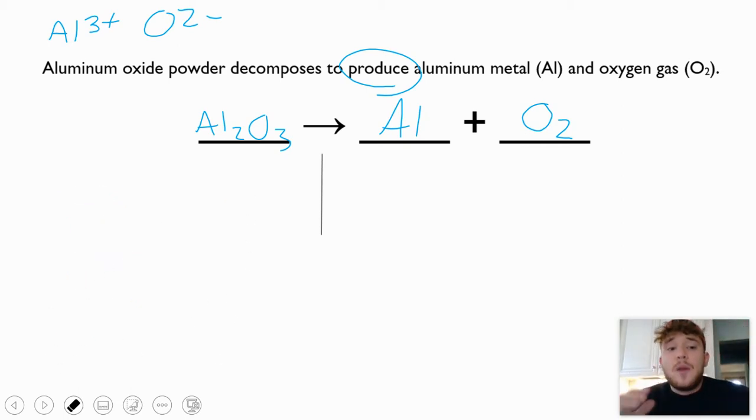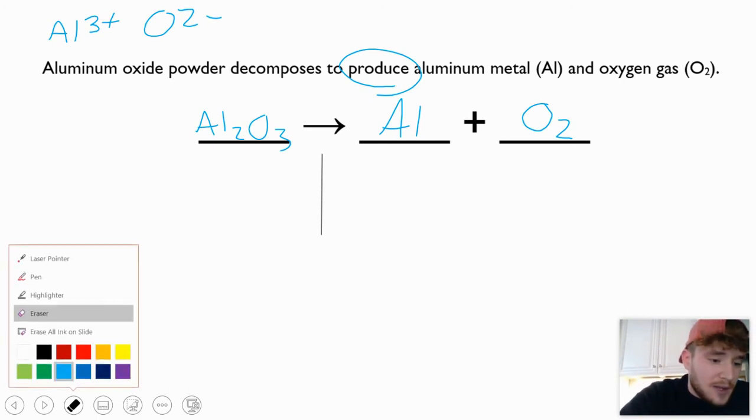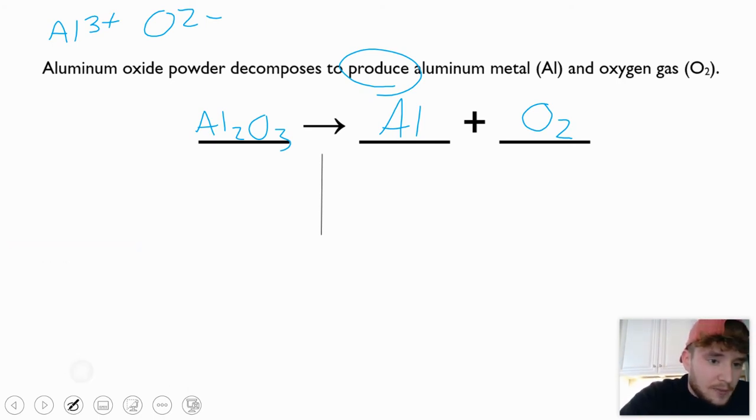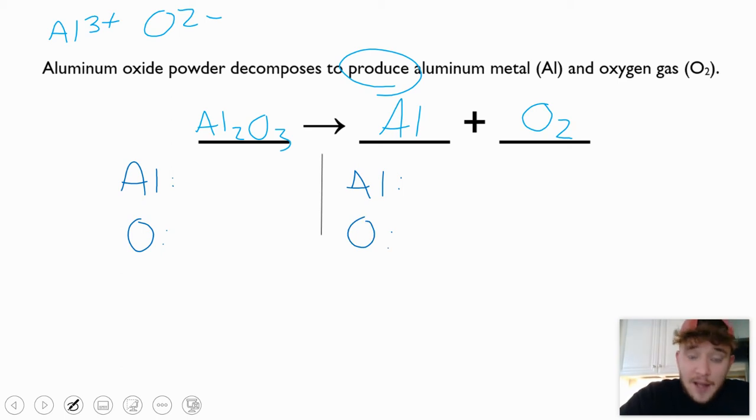All right, so now we were able to put the word equation into an actual equation. Okay, fair enough. That's the first thing. Now we're going to balance it, to make sure it's all even. So this is where we do the counting. We have aluminum and oxygen on both sides. On the left side, I've got 2 aluminum and 3 oxygen. On the right side, I've got 1 aluminum and 2 oxygen.